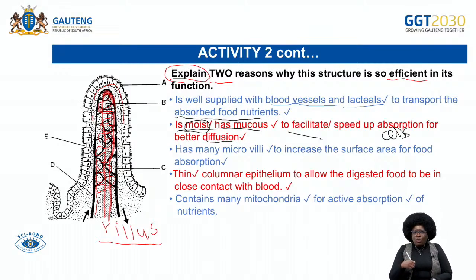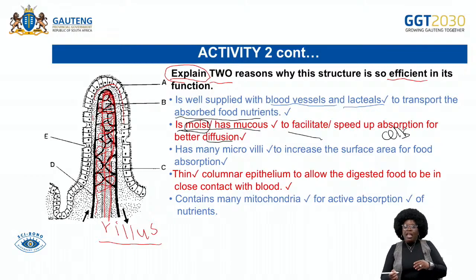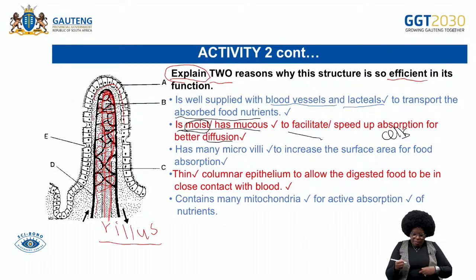For what? For allowing the process of absorption to take place, and it contains many mitochondria. You have learned about mitochondria. This is the powerhouse, the center for energy, for active absorption of nutrients. When we speak about active absorption, you know that energy is needed because this is against the concentration gradient. So absorption is taking place from a place of lower concentration to a higher concentration. Therefore, there's a need for energy to allow the nutrients to be absorbed, right?